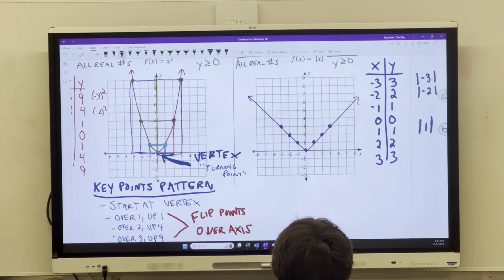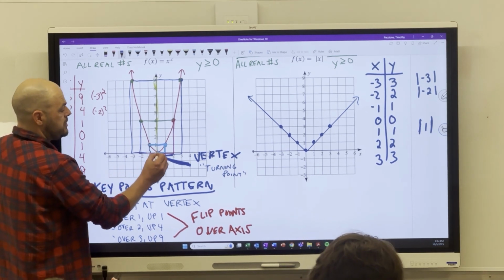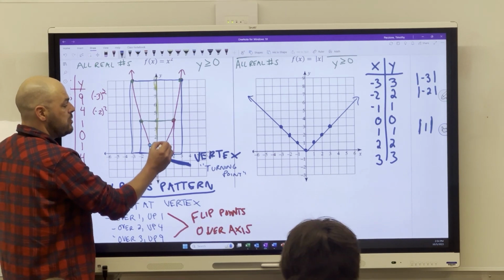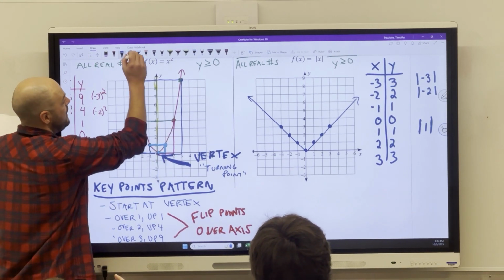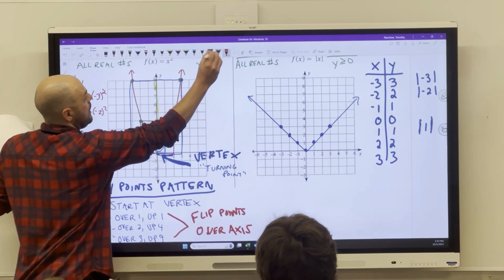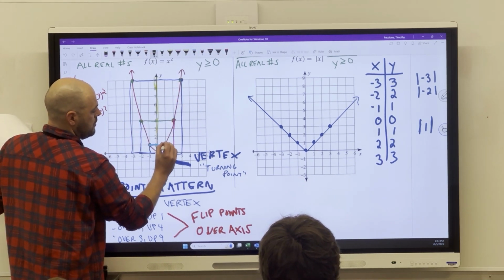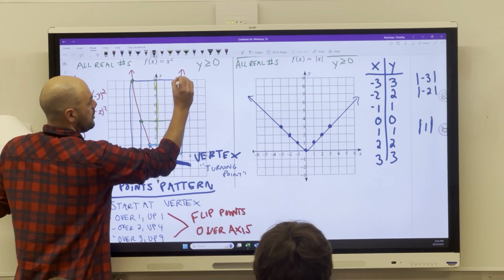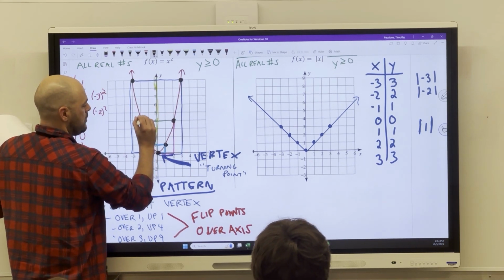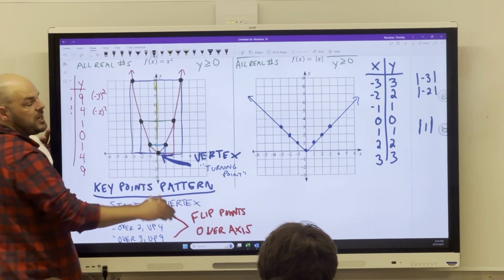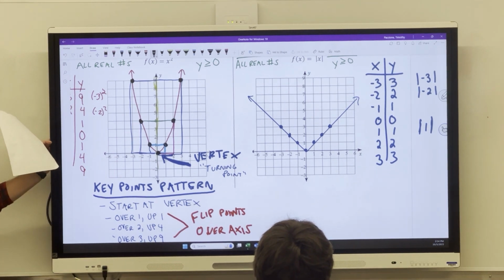And notice I have not done any XY table work. I knew that it started at 0, 0, and then I just knew the pattern, right? And that gave me every one of these points. Here, here, here, here, here, here, here. And that gives me my shape. That gives me my parent function, right? And I haven't had to make an XY table, right?